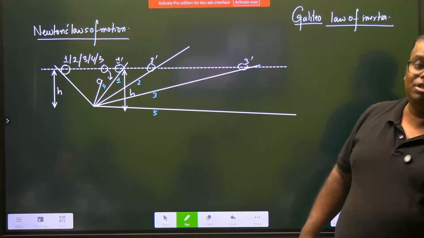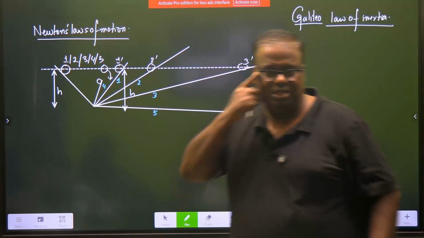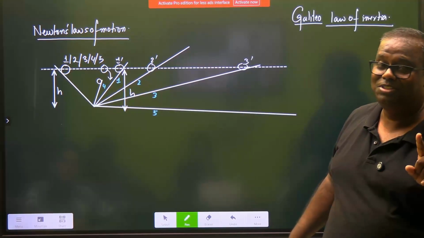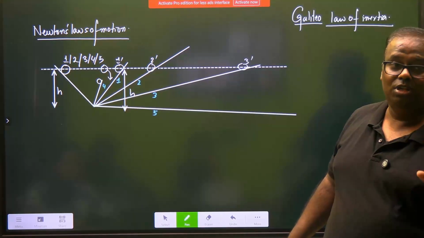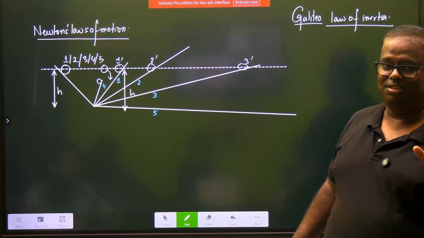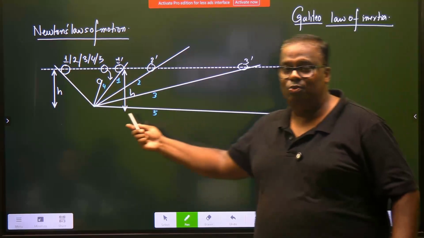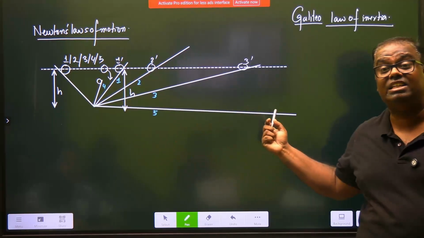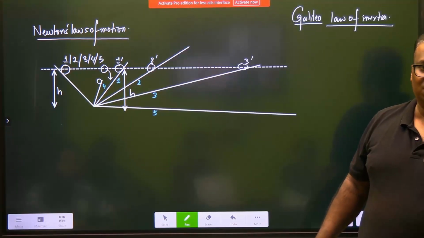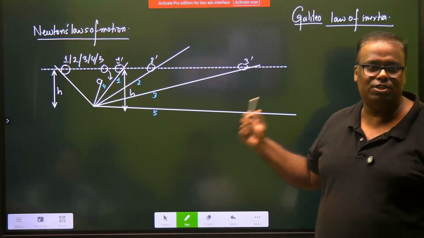What is the ball adamant about? Gaining the height. So what will it do? The ball doesn't mind traveling any distance. Any distance. The ball will keep rolling till eternity. But in reality, this does not happen because you have got air friction and you have got surface friction.